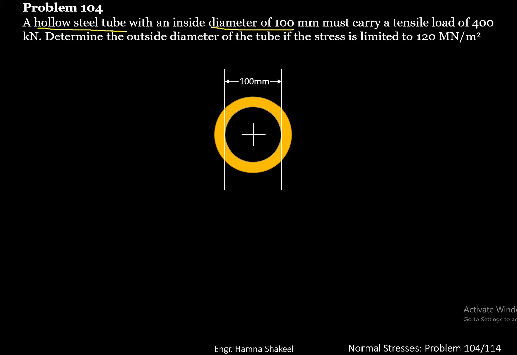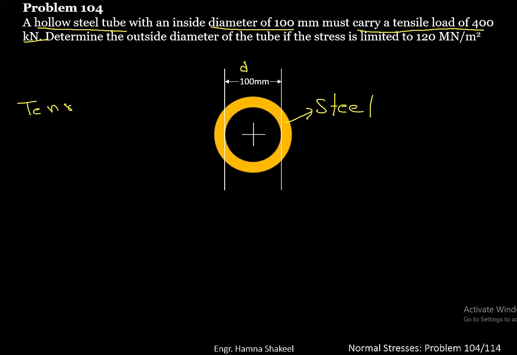Let's understand the problem first. So they're talking about a hollow steel tube. Let's make a cross section of the hollow steel tube. The inside diameter of this tube is 100 millimeter. So the inside diameter is here. Let's denote it by small d. This hollow tube is made up of steel and it must carry a tensile load of 400 kilonewton.